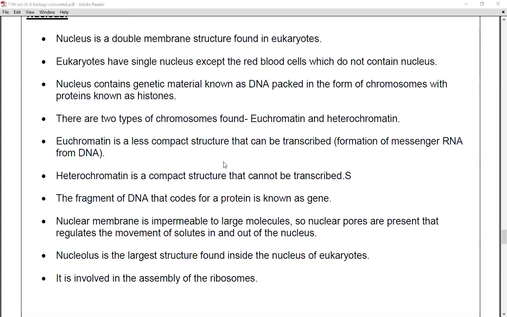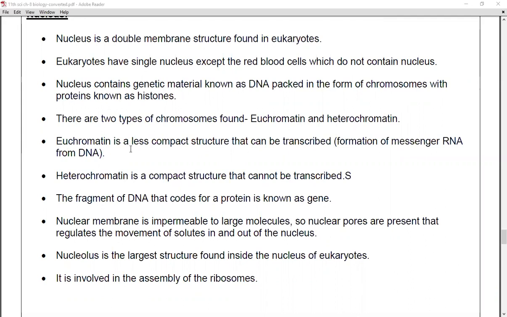Next, there are two types of chromosomes which are found, right? So now we saw about the nucleus. Inside the nucleus there is the genetic material, which is DNA, and it is present in the form of chromosomes. Now we are going to see the two different types, which are euchromatin and heterochromatin, right?